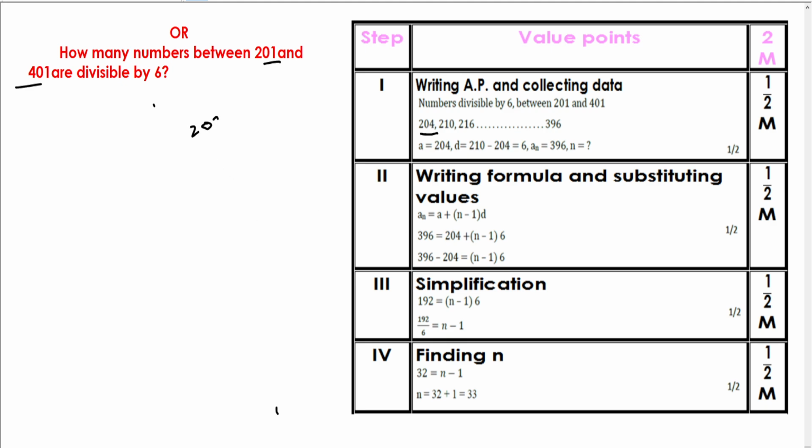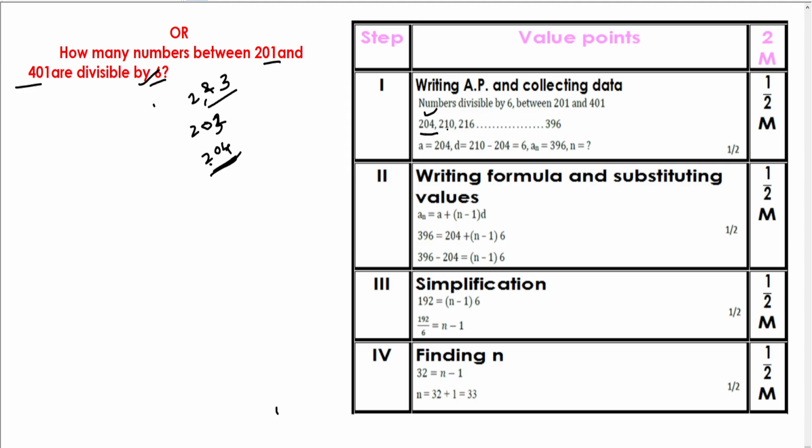202 is divisible by 2, but not divisible by 3. 203 is not divisible. Therefore, the first number which is divisible by 6 should be divisible by both 2 and 3. Then it will be 204. Divisible by 2 also, 3 also, because 4 plus 2 is 6. You have to start from 204. Then go on adding 6 because it is the table of 6. Divisible by 6 means table of 6.